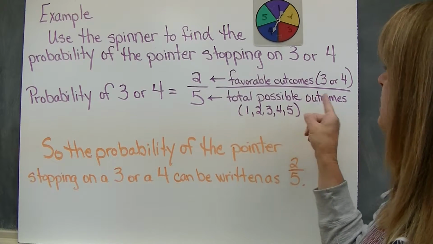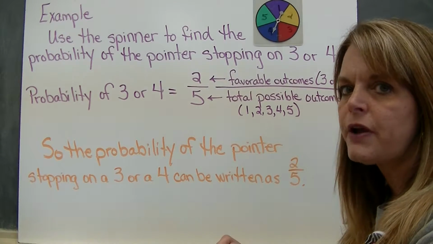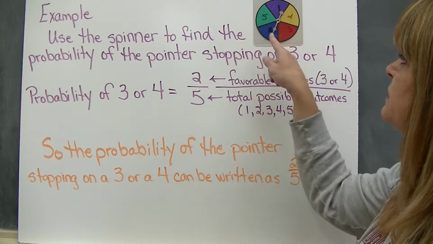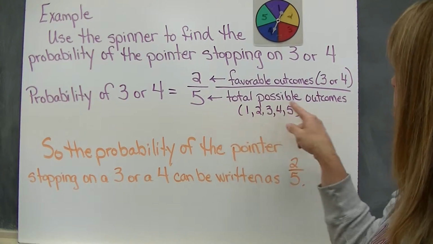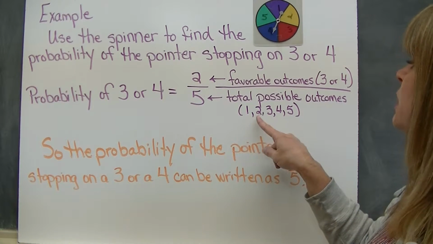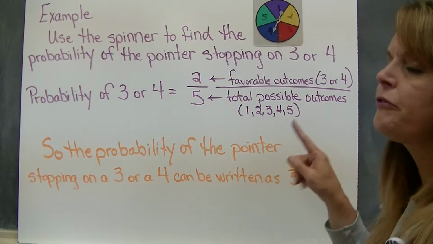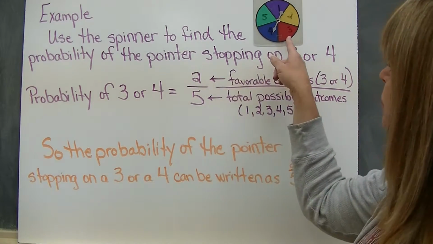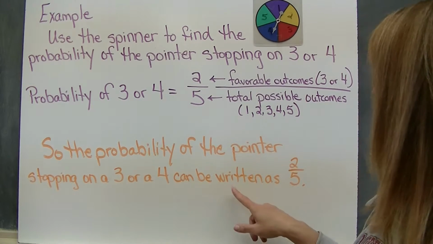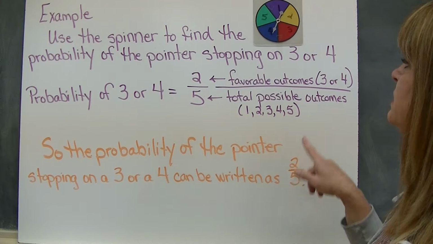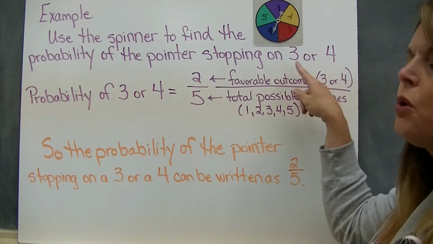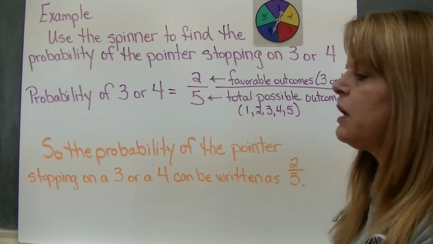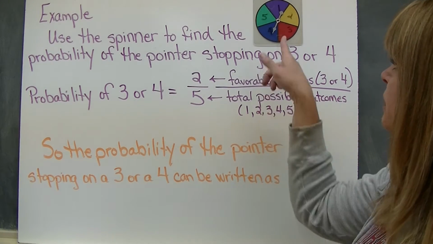What are my total possible outcomes? You have to include your favorable outcomes. 1, 2, 3, 4, 5. 5 sections, 5 different numbers. My total possible outcomes, I could spin a 1, a 2, a 3, a 4, or a 5. The probability of my pointer stopping on 3 or 4 can be written as 2/5. It's very important that you remember 3 or 4. Either one of them will satisfy my favorable outcome. So it would be written as 2/5.